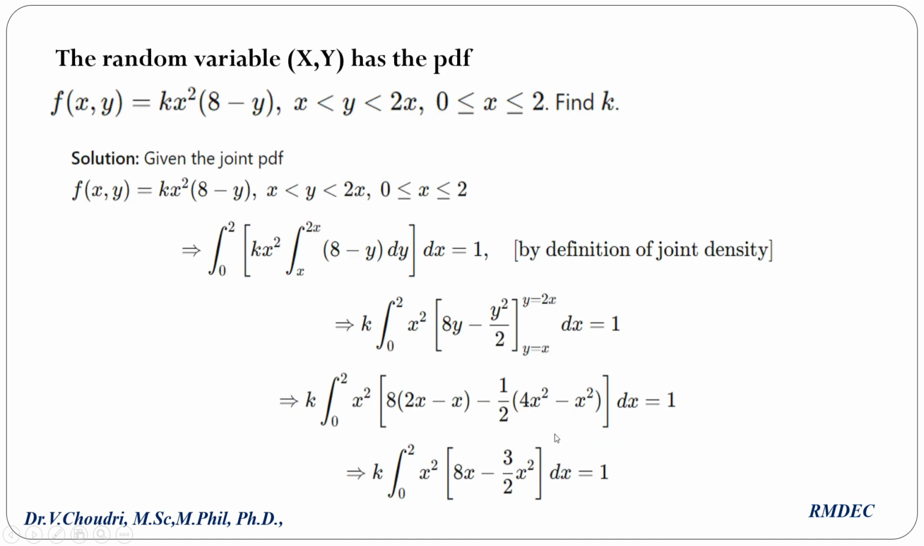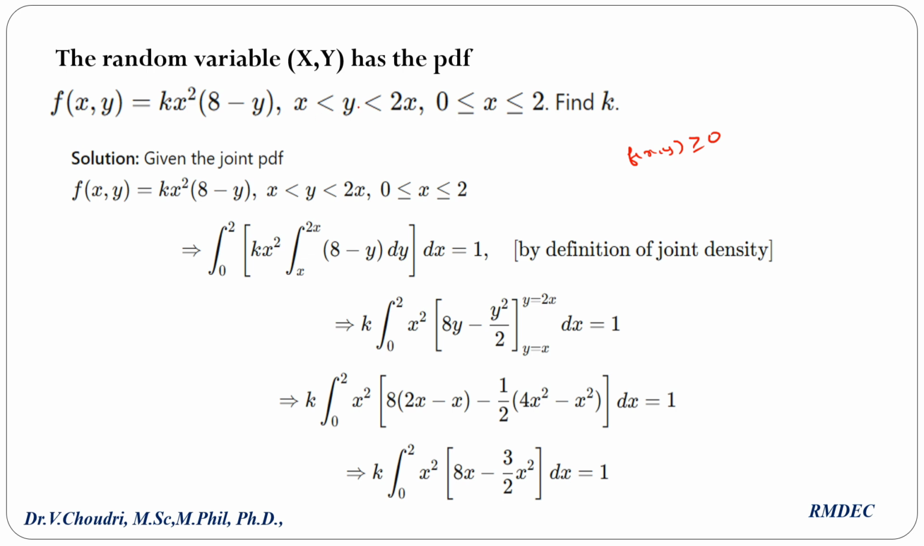Now see a simple example. The random variable x, y has the PDF f of x, y equal to k x square into 8 minus y, in the range x less than y less than 2x, 0 less than or equal to x less than or equal to 2. Find the k value. So what is the first condition? f of x, y greater than or equal to 0.